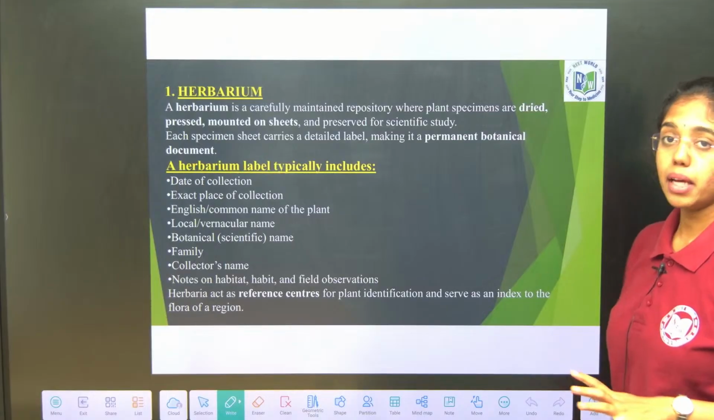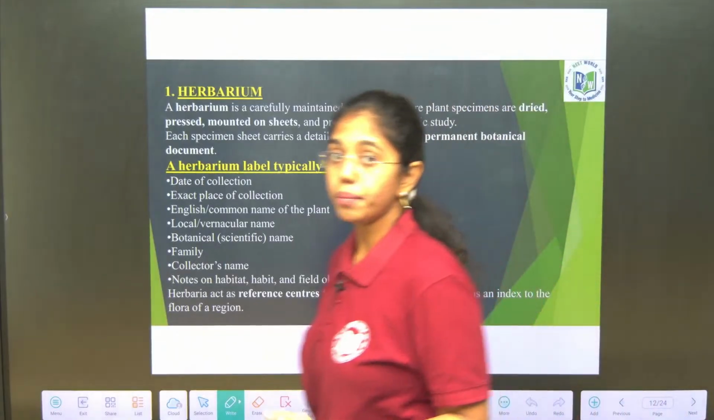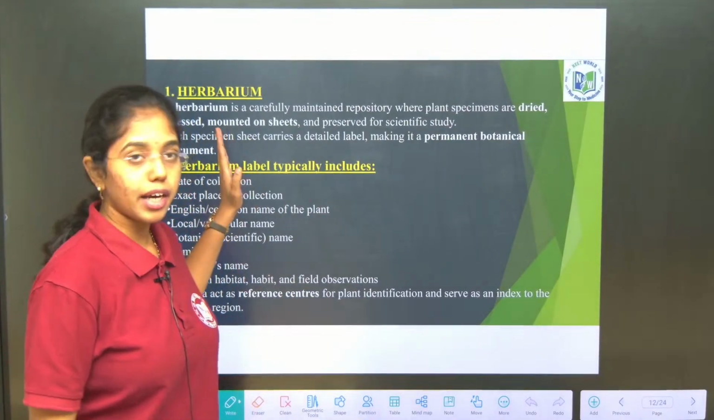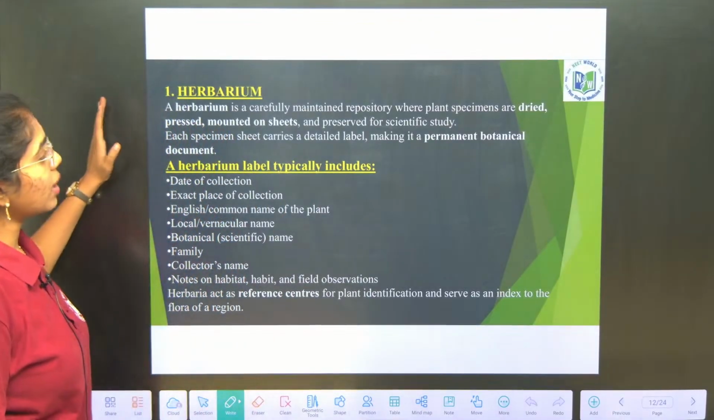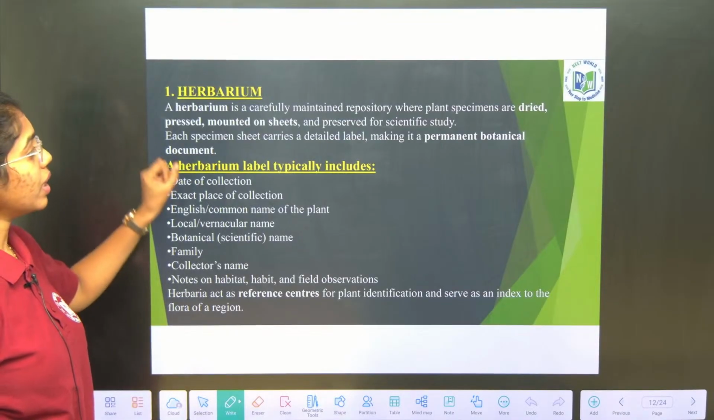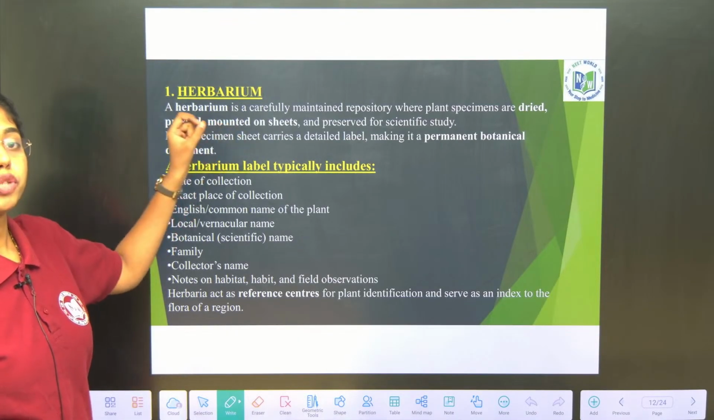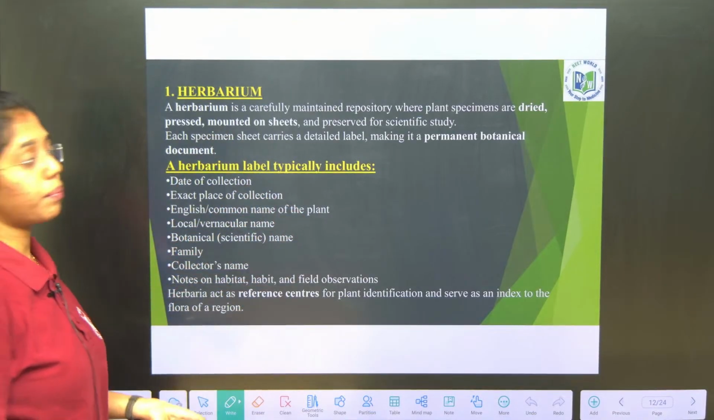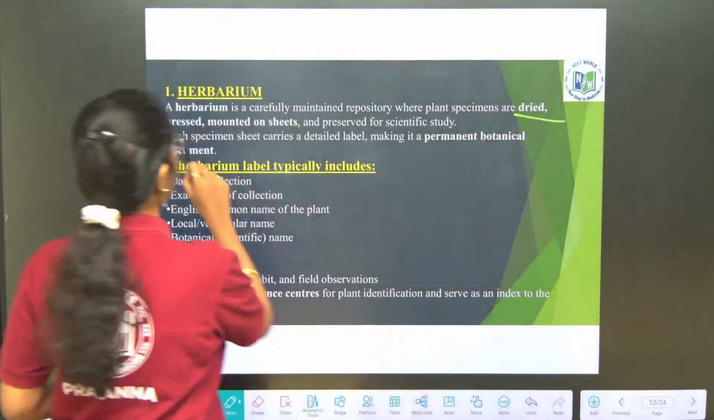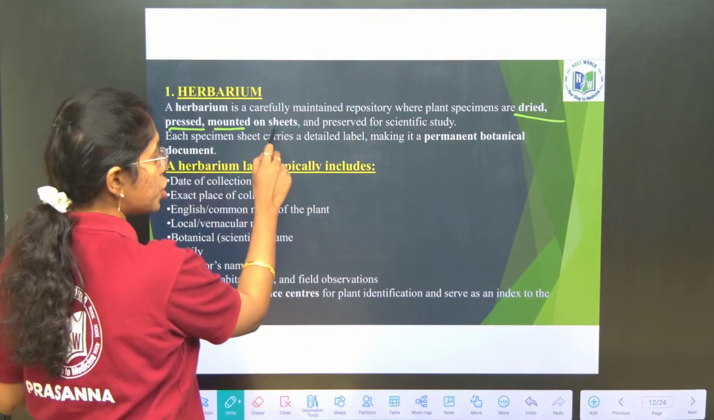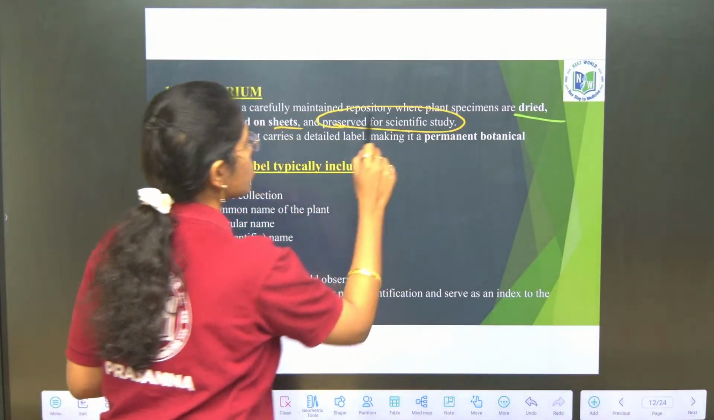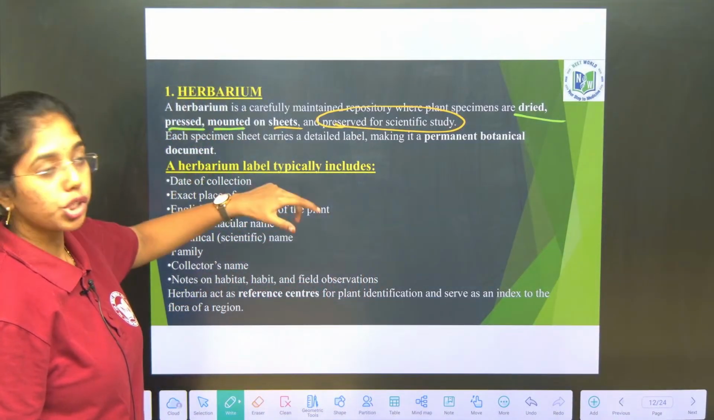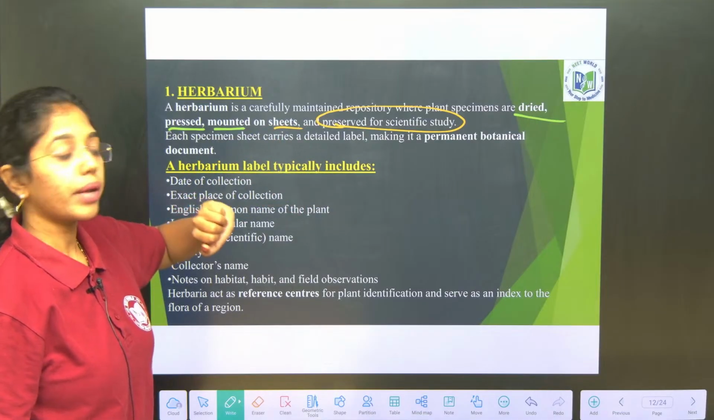Herbarium. First we will look into herbarium. In this, what is exactly important for your exam, I will tell you. Have a clear note on that beta. You have to know what is a herbarium. Herbarium is nothing but a repository which maintains plant specimens. How are plant specimens stored in herbarium? They are dried, pressed, mounted on sheets and preserved for the scientific study, for further studies.